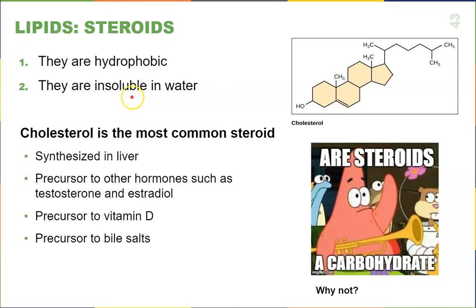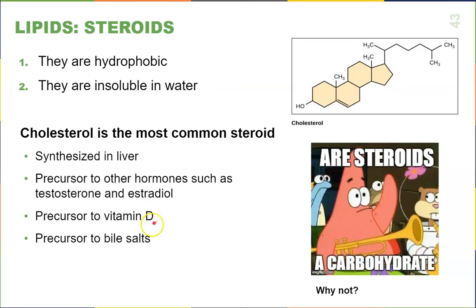Cholesterol is the most common steroid in your body. It is made by the liver. It is a precursor to other hormones. So testosterone, estradiol, those are hormones, right? And they're made up of steroids.